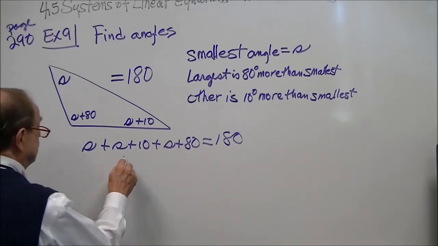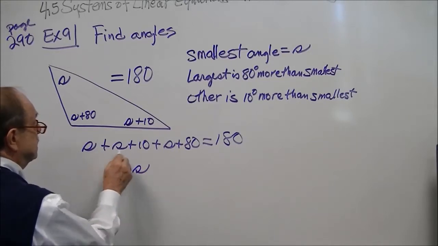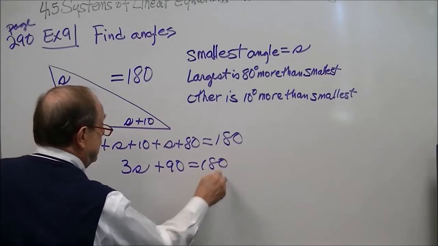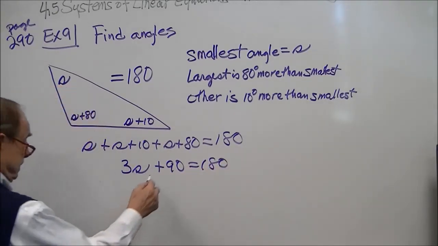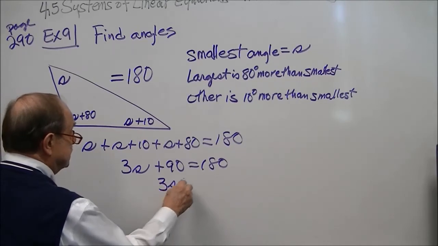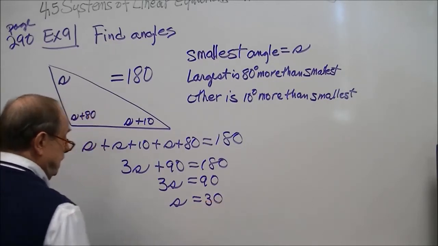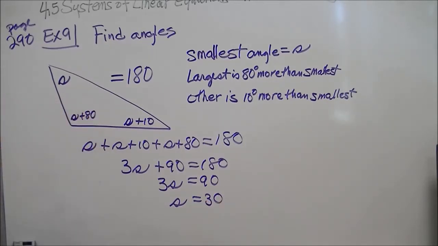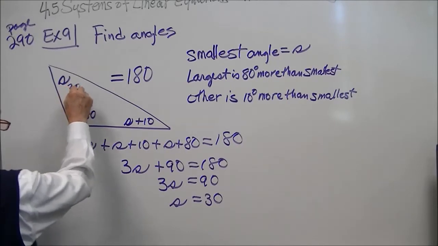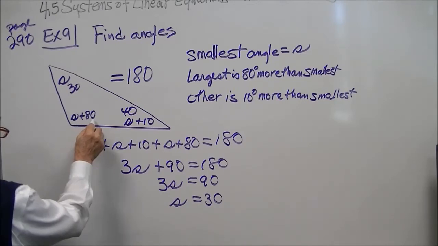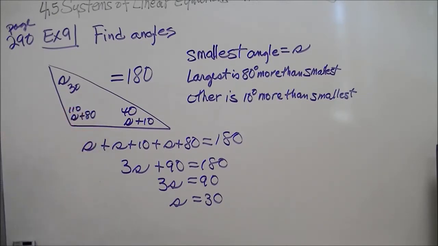So then we have 3s, as we collect like terms, plus 90 equals 180. We're going to subtract 90 from both sides, and we get 3s equals 90. So s equals 30. So our smallest is 30, this is 40, and this is going to be 110. And when we add all these up, they should add up to 180, and they do.